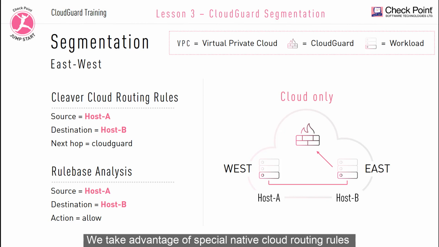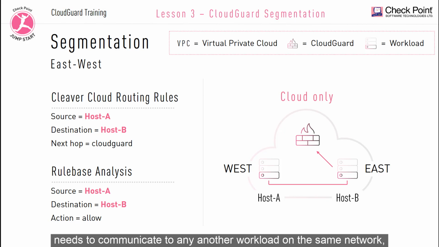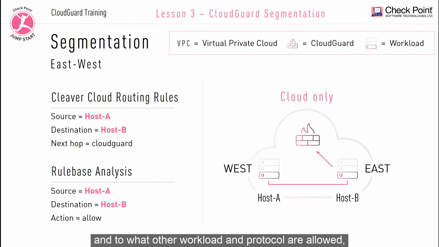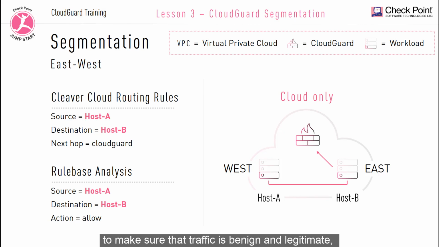We take advantage of special native cloud routing rules and creatively segment the workloads. So even though the workloads might be on the same network, we're using very creative routing solutions to make sure that when a workload needs to communicate to any other workload on the same network, the traffic first needs to be routed to the CloudGuard gateway for a complete rule-based analysis that defines what workload traffic is allowed, to what other workloads, and which protocols are allowed. In addition, the CloudGuard will perform deep packet inspection to make sure the traffic is benign and legitimate before routing the traffic to the destination workloads.